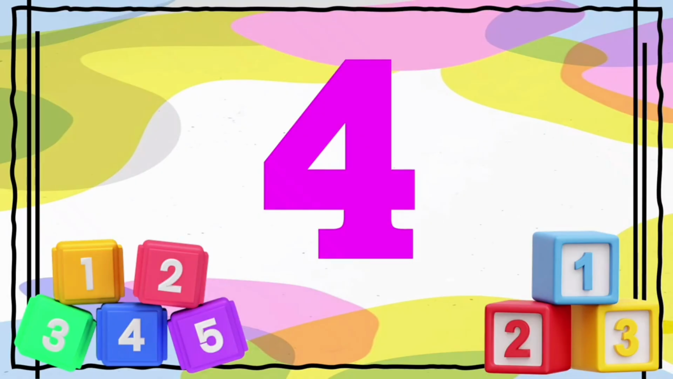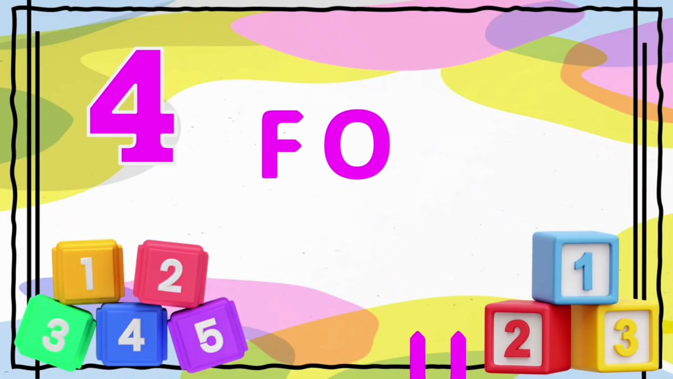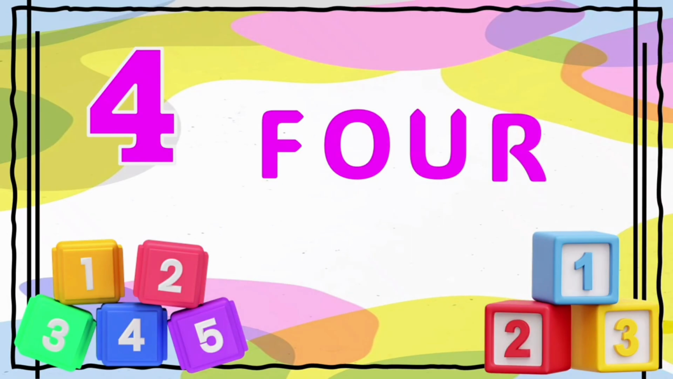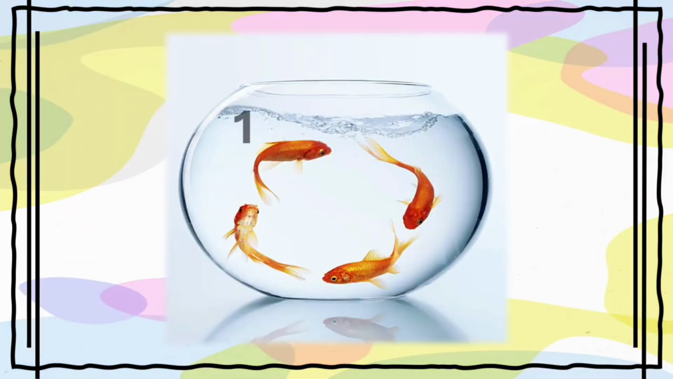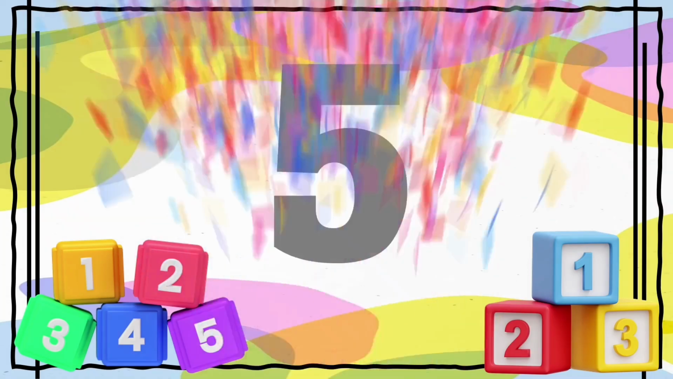Let's spell 4. F O U R. Let's see some examples. Count the fishes. 1, 2, 3, 4. 4 fishes in the aquarium. Let's count the cars. 1, 2, 3, 4. Total 4 racing cars.